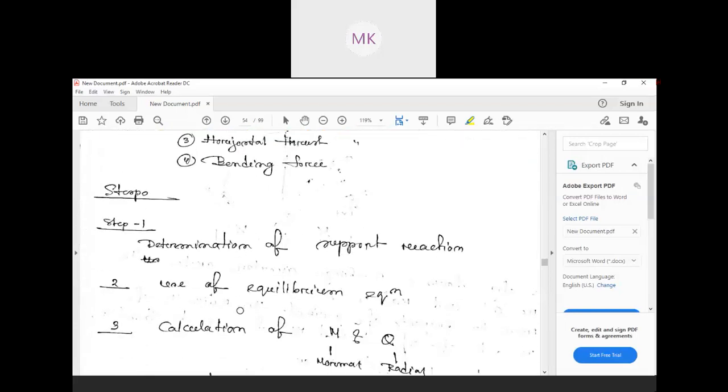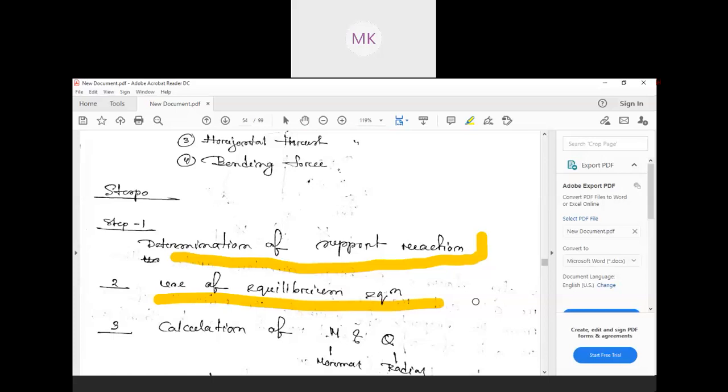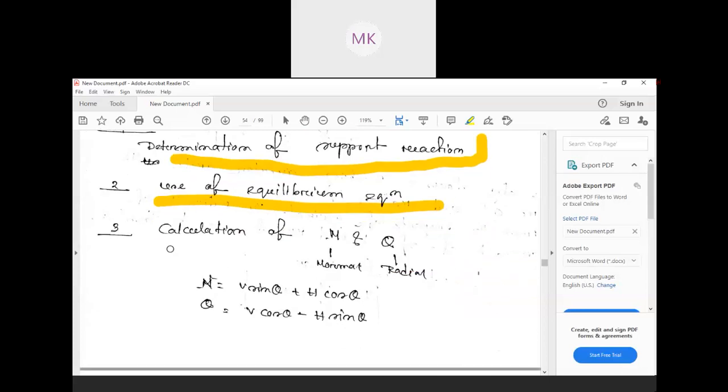In step one, as we did earlier, first is determination of the support reactions. Next, use the equilibrium equations to resolve the forces. After that, we need to find the M and Q. What are these M and Q? M is your moment and Q is your radial shear.